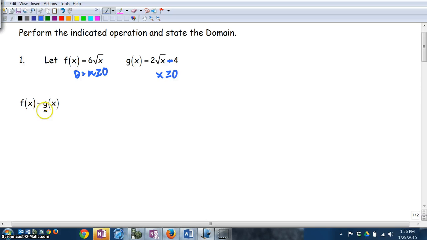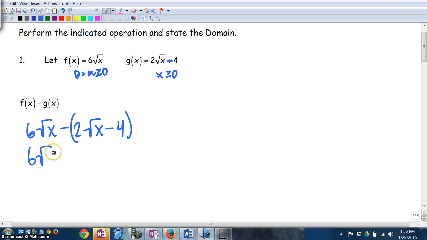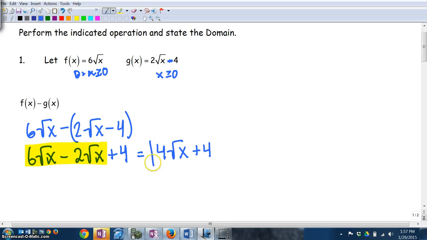So here we go, f of x minus g of x. We're just going to take 6 root x minus, and then you can probably guess the biggest issue people have is they just put this right here. And what they should have is parentheses. You are subtracting all of g of x. So you are going to have to distribute that negative and get a plus 4. And then we are just combining some like terms here. And you should end up with 4 root x plus 4 as your answer.